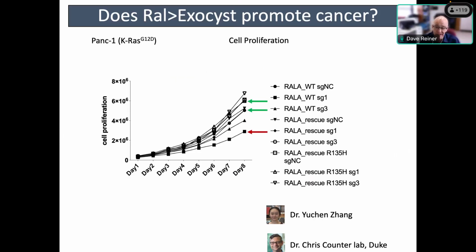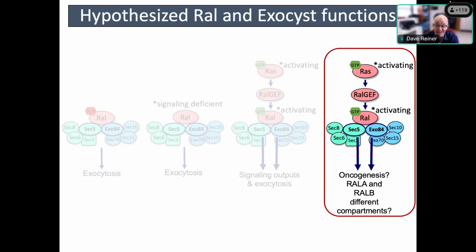And proliferation, same general set of genotypes. And so for me, this suggests that the RAS-RAL-GEF-RAL pathway is not promoting oncogenesis through some signaling activity, like has been assumed from the get-go, but that it's actually exocytosis. And how would that work? The idea would be RAL-A and RAL-B are thought to govern different aspects of oncogenesis. Perhaps they're trafficking exocyst complexes to different compartments, perhaps apical versus basal or something like that. Obviously, it could be much more complicated in a cell in a live animal.